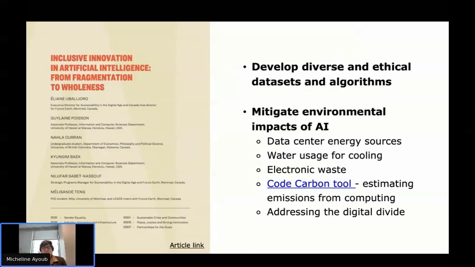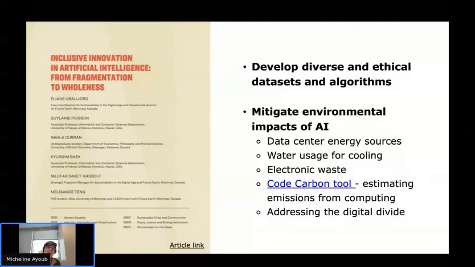centers, data centers. There is a tool, for instance, that was provided by one of the researchers at Mila previously, now she is at Hugging Face, Dr. Luccioni, that estimates how much carbon can be produced in the air from using those tools, as well as addressing the digital divide, of course.